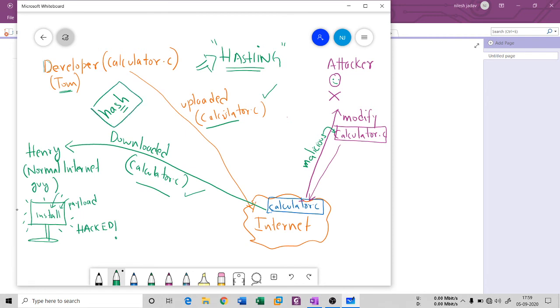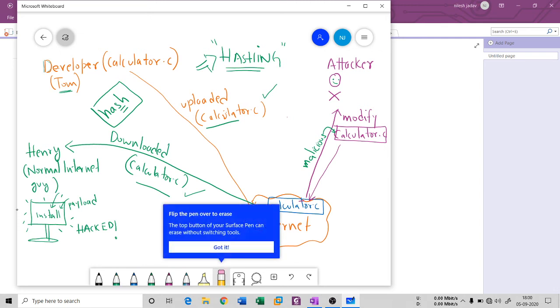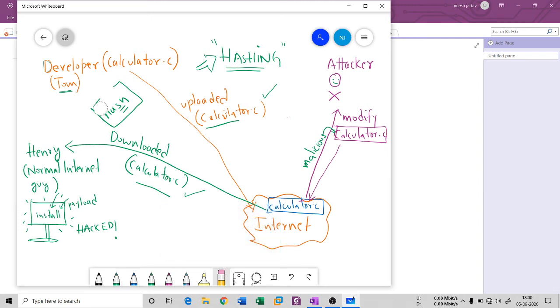So how are they going to compare? It's a simple thing. See, again, what I can do is I will just remove this a little bit. I'll remove this as well. So how is this hash going to be helpful? Just a second, give me some time to remove this. Okay, now I'm going to explain how this works.